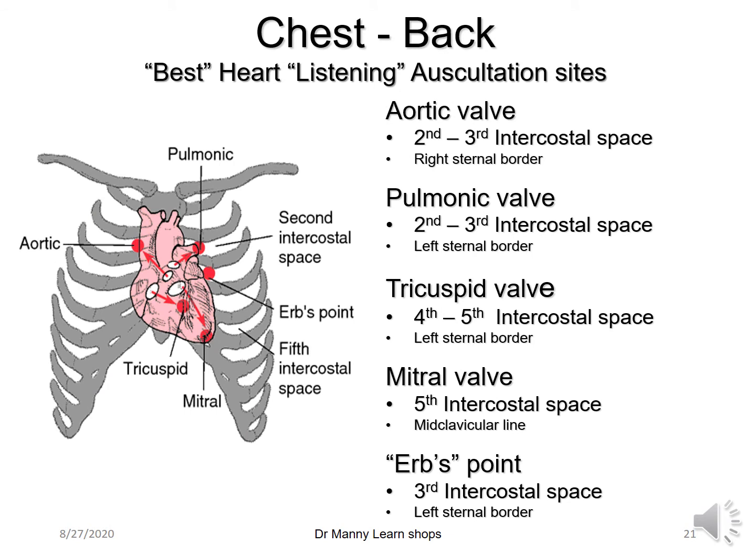The best heart auscultation sites that are typically recommended in the literature for simplicity are as follows. If you want to listen to the aortic valve, listen at the second or third intercostal space at the right sternal border. The pulmonic valve, second and third intercostal space at the left sternal border. Tricuspid valve, fourth and fifth intercostal space at the left sternal border, and the mitral valve in the fifth intercostal space in the midclavicular line, also referred to as the point of maximal impact, the PMI. A good general listening place for both normal and abnormal heart sounds is at Erb's point, which is located at the third intercostal space at the left sternal border.